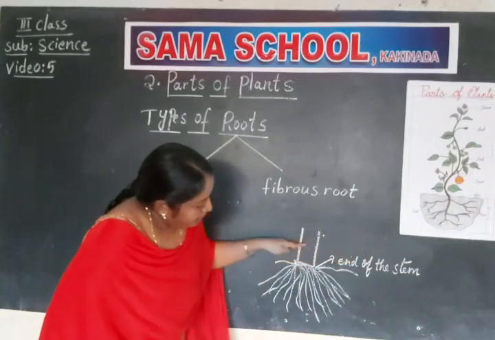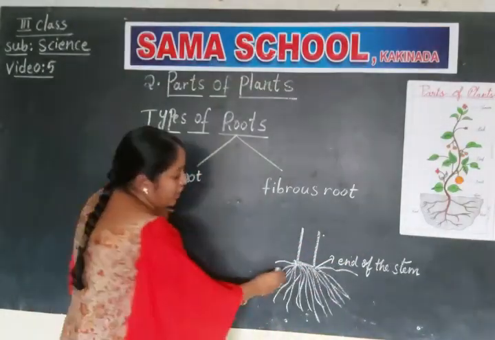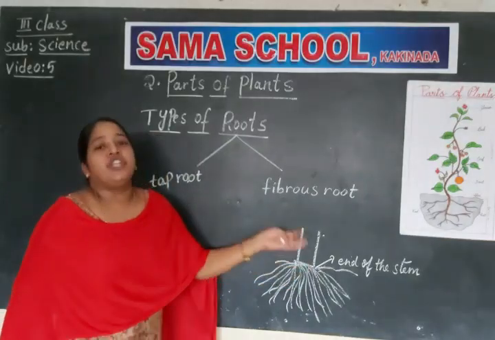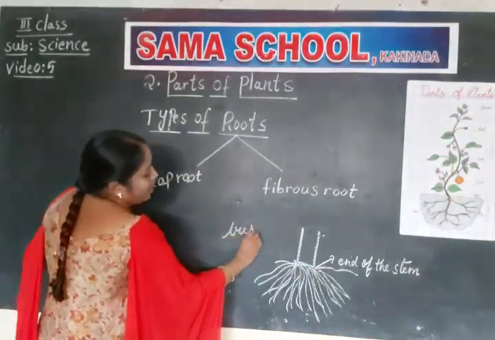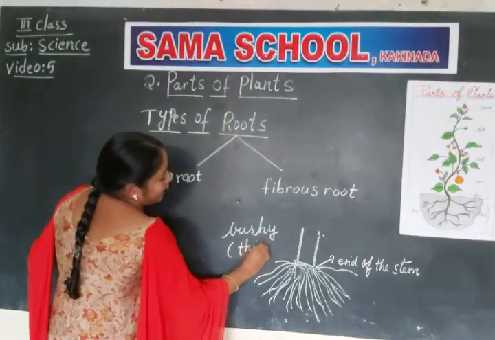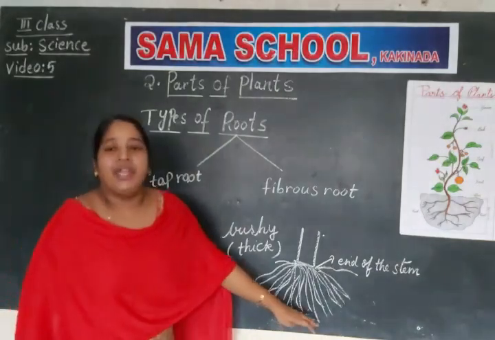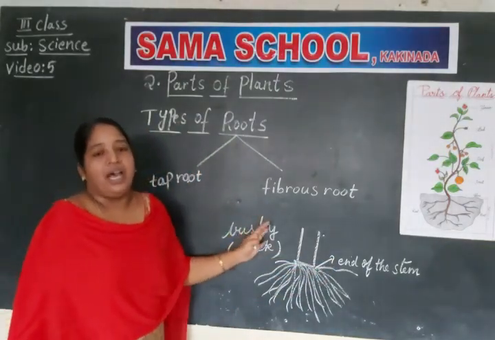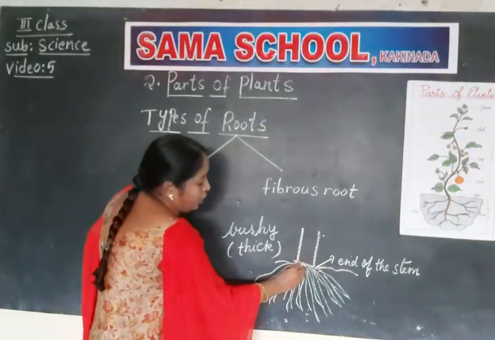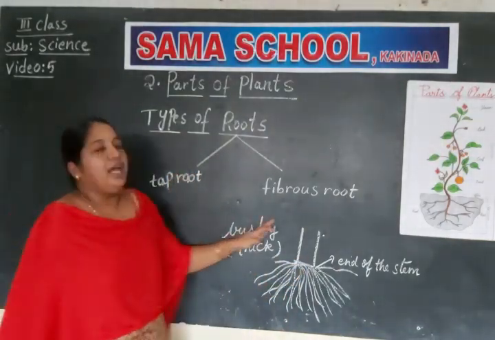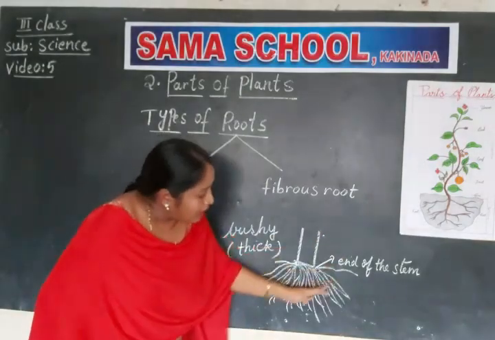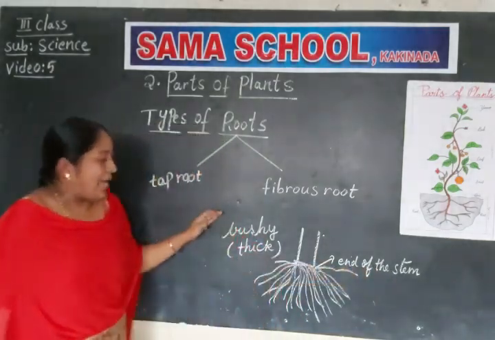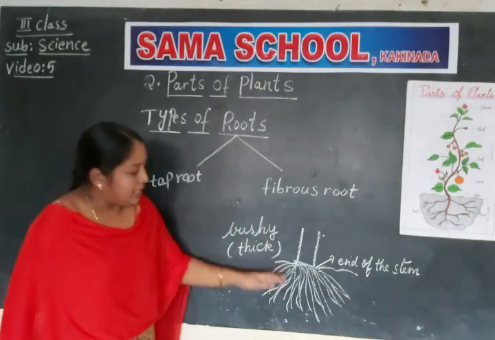At the end of the stem, a large number of roots grow, and they look bushy in appearance. Bushy means very thick. These roots are very thick. Very thick means they are more in number. Okay. And there is no main root. But in the taproot, we find a main root. But here in fibrous root, there is no main root. A large number of roots grow from the end of the stem, and they look bushy in appearance or thick as they are more in number.